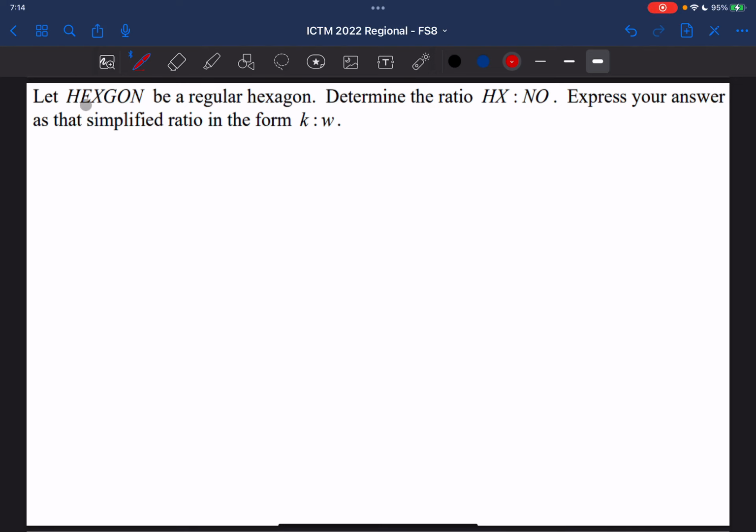So in this problem, they give us HEXGON is a regular hexagon. So we want the ratio of HX to NO. All right, let's see how well I can draw a regular hexagon.